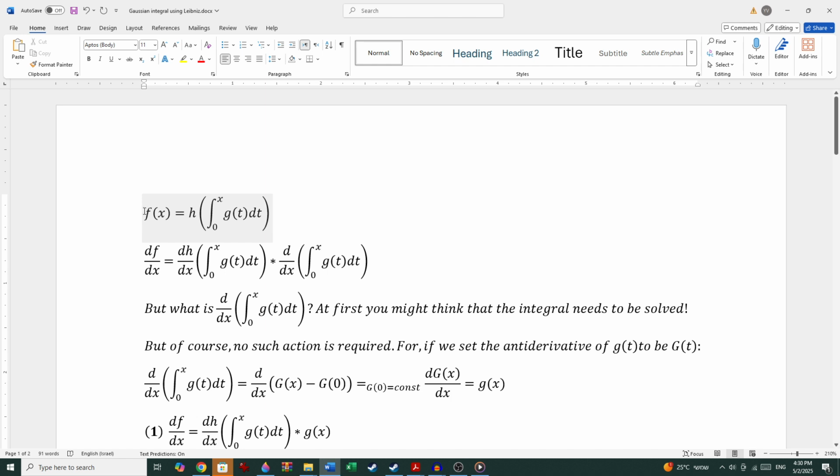So let's say you're given a function of this form, where it's an outer function applied to an inner function, integrated from 0 to x. How do you take the derivative of this function with respect to x?